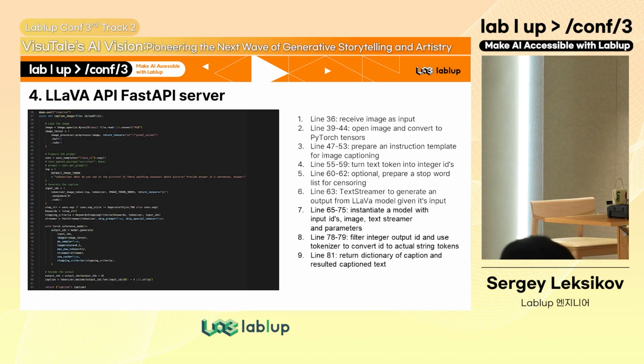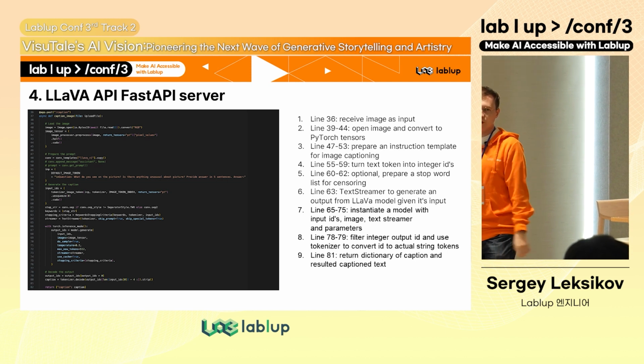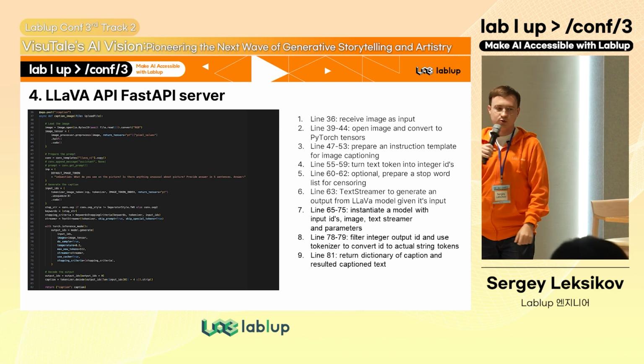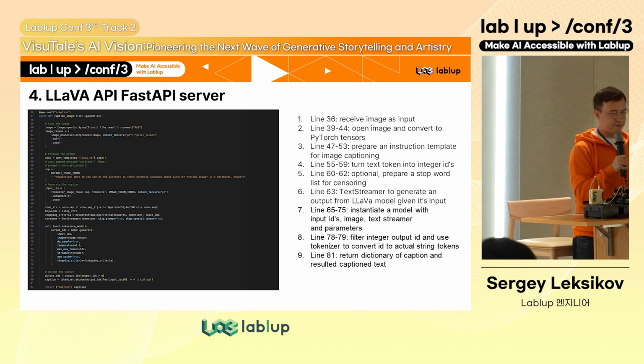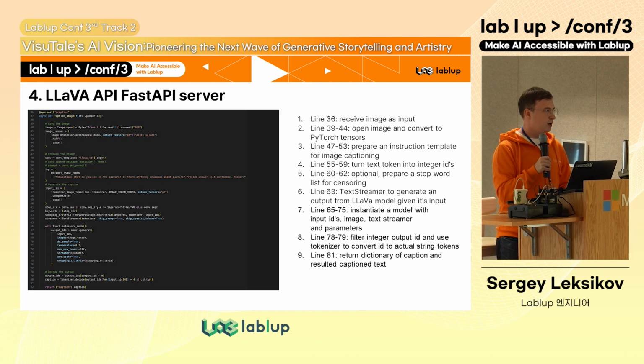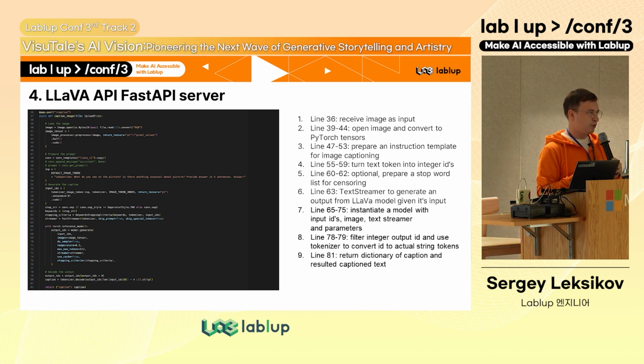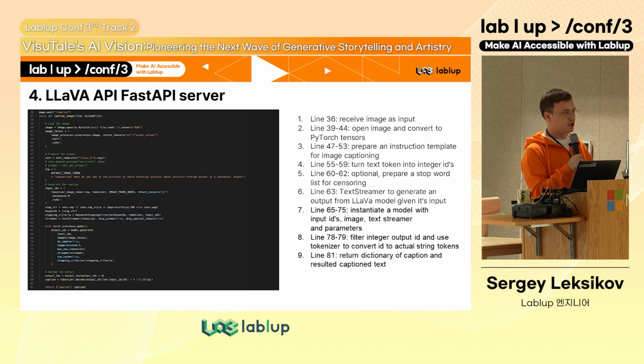Actually, the core code of LLaVA and Stable Diffusion you can read from their GitHub pages, and this example shows how to integrate such code into a FastAPI server, for example, for the API endpoint. When the user submits a photo, we can see that the API endpoint caption receives the uploaded file image, and then it is converted into a PyTorch tensor. And then we prepare an instruction template for image captioning. For example, the question: what do you see in the picture? Is there anything unusual about the picture? Provide the answer in 5 sentences.